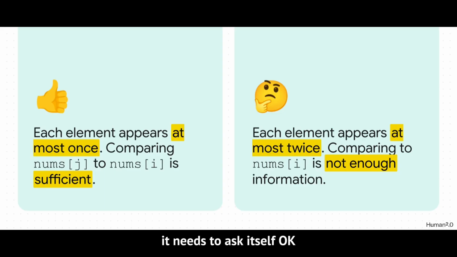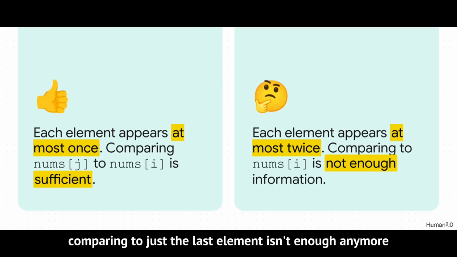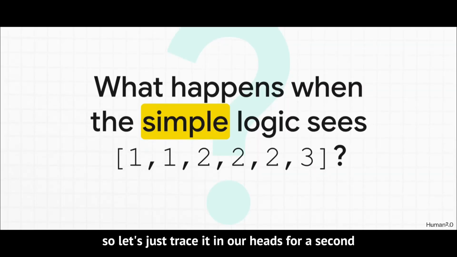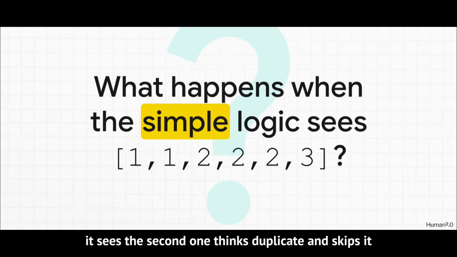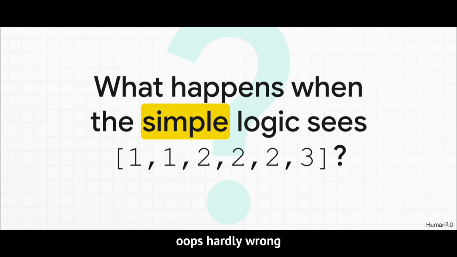It needs to ask itself, okay, I see a 2. Is this the second 2, which is fine? Or is this the third 2, which I have to get rid of? Comparing to just the last element isn't enough anymore. So let's just trace it in our heads for a second. With that simple logic, it would keep the first 2, then see the second 2, call it a duplicate, and skip it too. Whoops, already wrong. The whole thing just doesn't work.